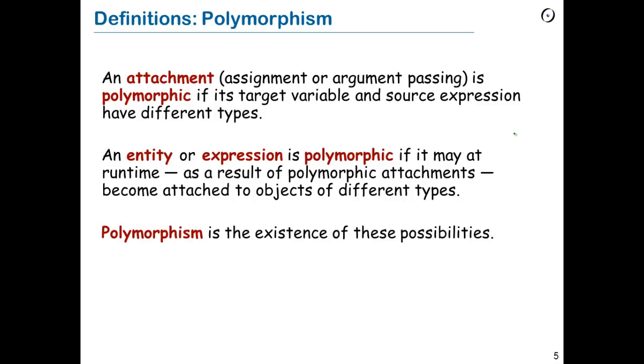An entity or an expression is polymorphic if it may at runtime, as a result of course of polymorphic attachments, become attached to objects of different types. And polymorphism is the set of these mechanisms.